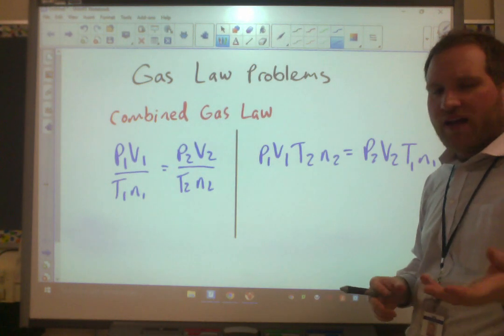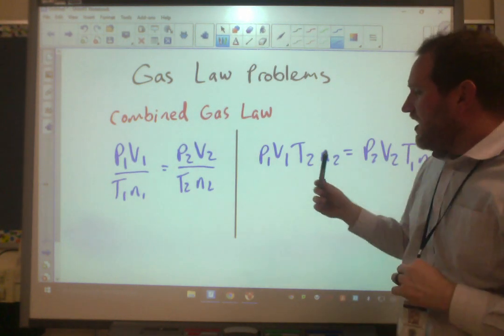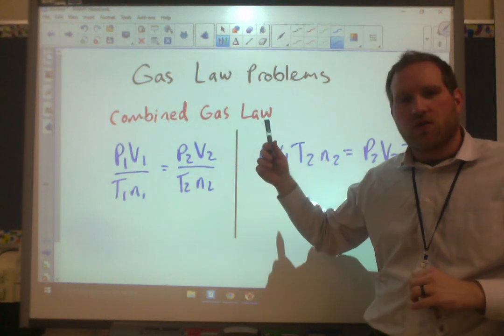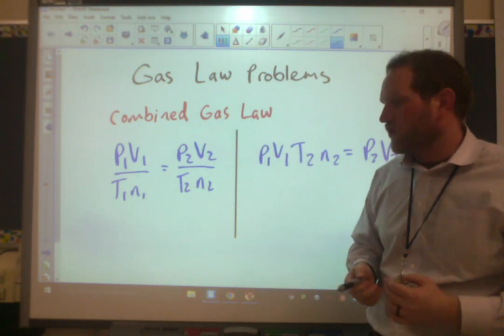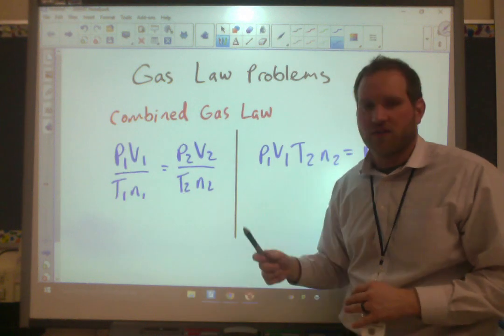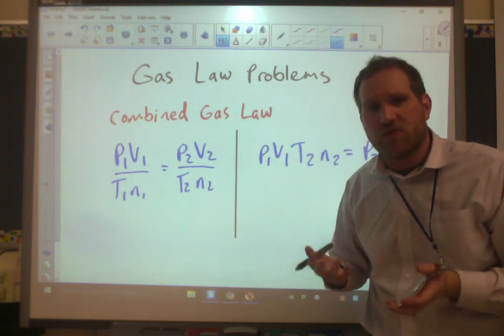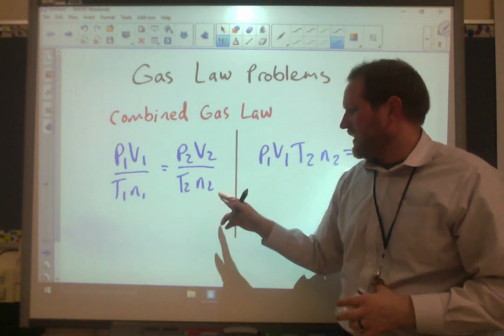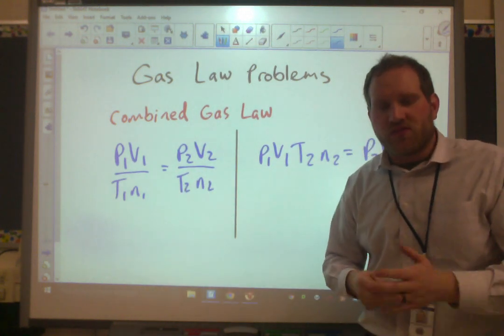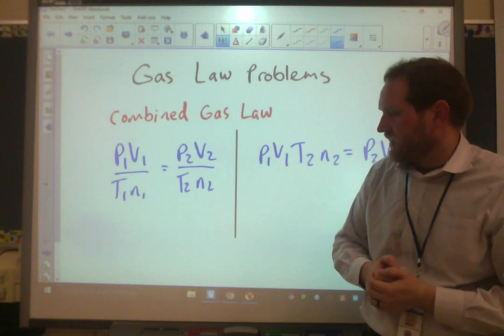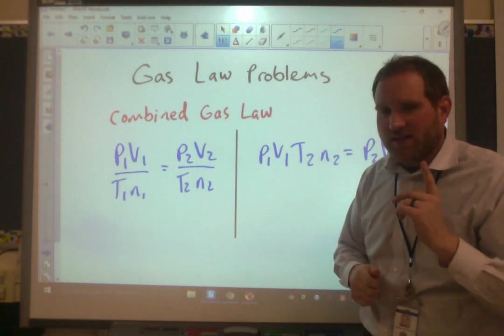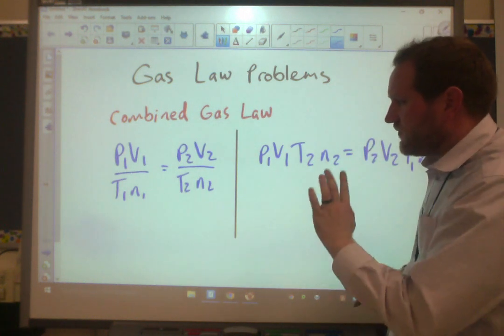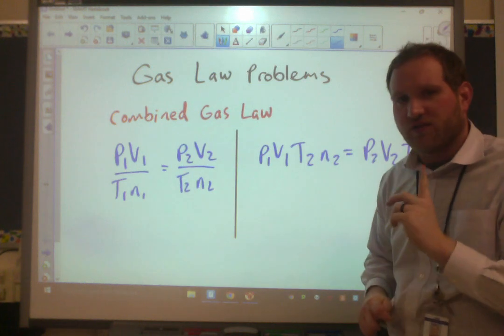And one last thing I'm going to add here. If you Google combined gas law, if you look it up in your textbook, it probably won't include N1 and N2 because in most cases moles are assumed to be held constant. So they are there, N1 and N2, but you often won't see the moles there, again, because it's usually held constant.